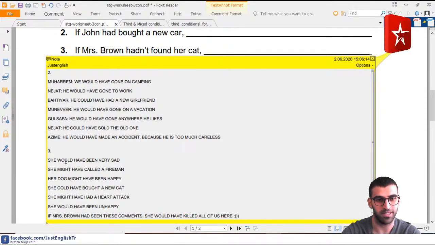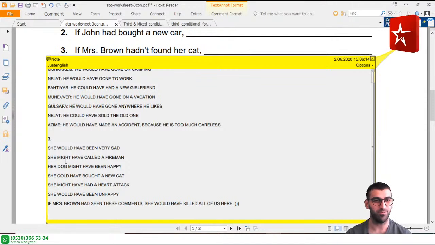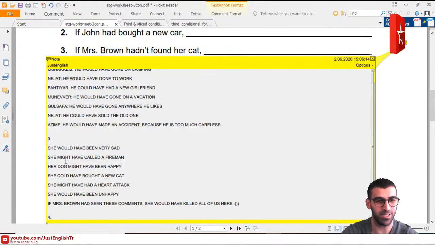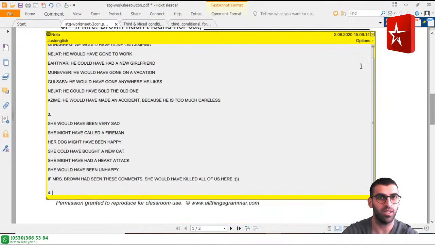All of us here. Yes, that is the third conditional sentence. She would have been unhappy, or if Mrs. Brown had seen these comments, she would have killed all of us here. Yes. All right, number 4. Let's continue with number 4. Number 4 is about what?